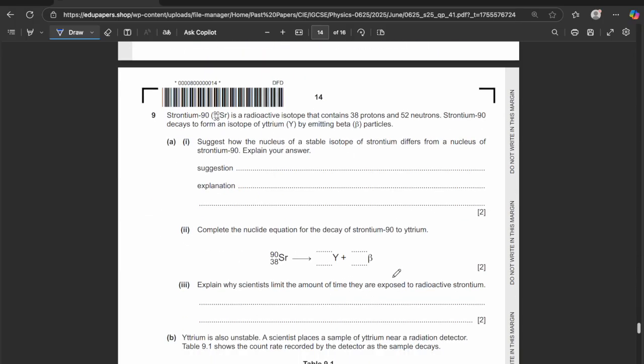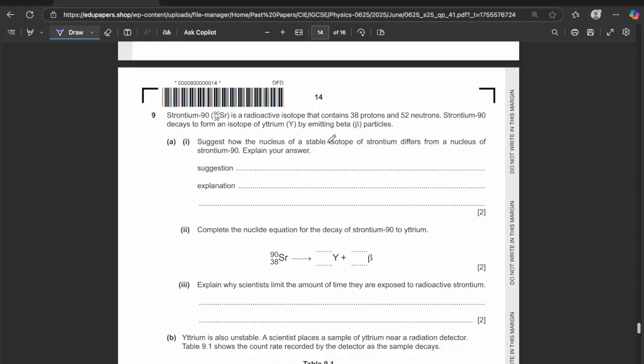Now, strontium-90 is a radioactive isotope that contains 38 protons and 52 neutrons. Strontium-90 decays to form an isotope of yttrium by emitting beta particles. A1 suggests how the nucleus of a stable isotope of strontium differs from a nucleus of strontium-90. Explain your answer.